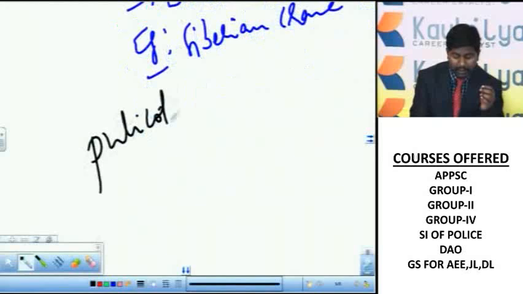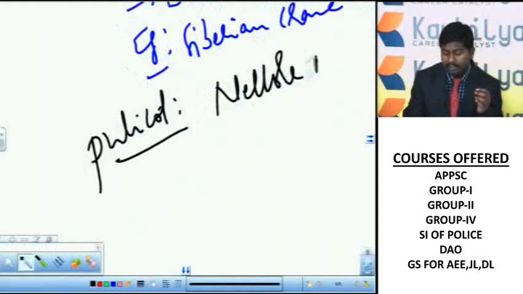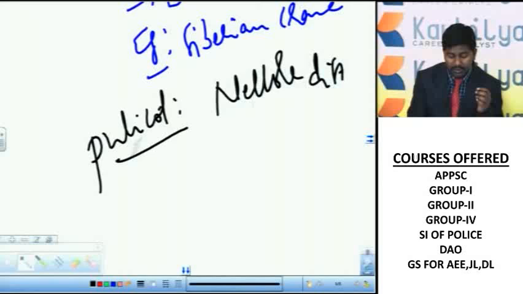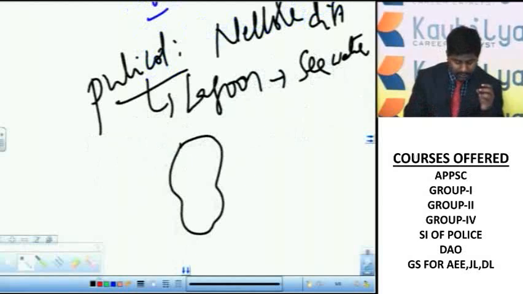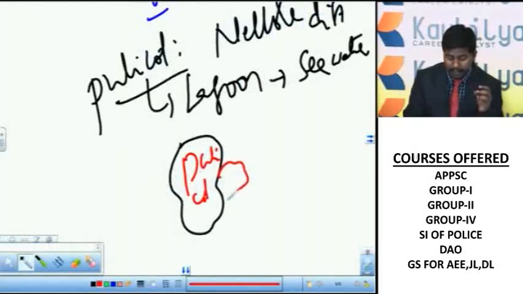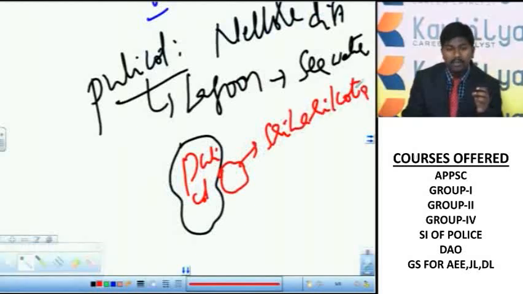This Pulicat Lake is located beside this Penna Delta, in the borders of Nellore and Tamil Nadu, Nellore district. And this Pulicat Lake is a lagoon. That means it is formed by sea water, or by the waters of the Bay of Bengal. It is not a freshwater lake, it is a brackish water lake. So this Pulicat Lake is a lagoon, and beside this Pulicat Lake there is an island, which is called Sriharikota Island.